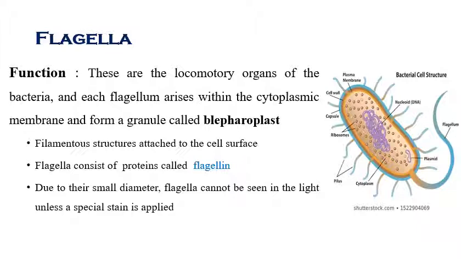It can't be seen in the light microscope unless we stain it, because it is a very thin structure, so we have to stain it to see the flagellum. It is a locomotory organ, a very thin thread-like structure that arises from the cytoplasmic membrane. It contains a protein called flagellin. Now we will see the next.